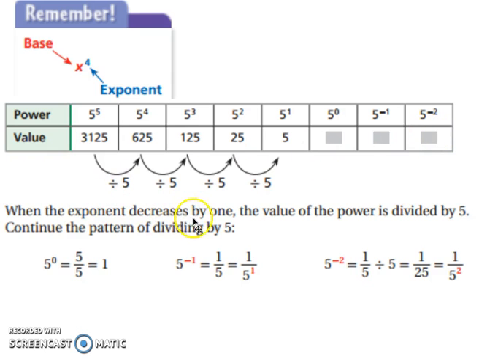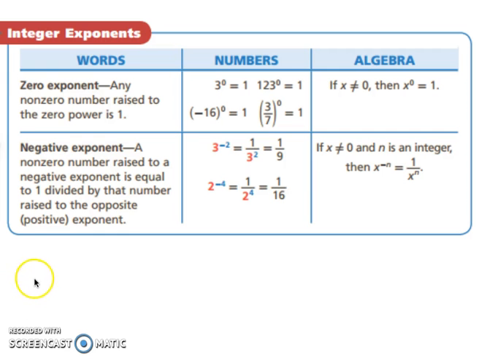Well, when the exponent decreases by 1, the value of the power is divided by 5. So if we're at 5, we're going to divide by 5, and we're going to have 1. So 5 to the 0 is 1. Okay, well, if we're at 1 and we divide by 5, that's 1 divided by 5, or 1/5. 5 to the -2 would be like taking your 1/5 and dividing it by 5, which is the equivalent of 1 over 25, or 1/25. You can also think of it as 1 over 5 to the 2nd. This is going to help you understand integer exponents.